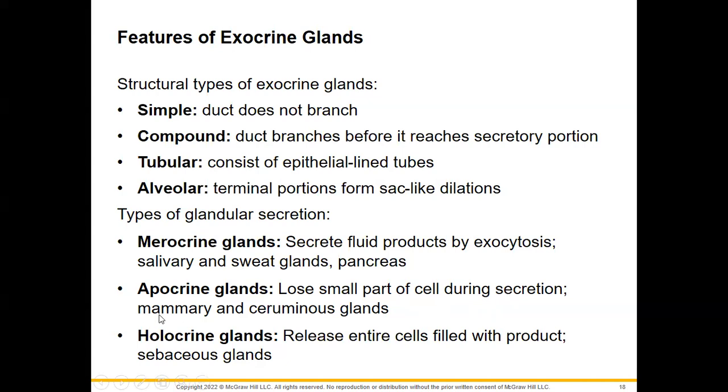You'll find this in your mammary glands. So when the mom is producing milk, that baby is drinking milk product, and some of that secretion is part of the cell itself that is secreting it. Ceruminous glands. Cerumen is earwax. So your earwax is partially made up of the cells that make up the glands that are secreting that product.